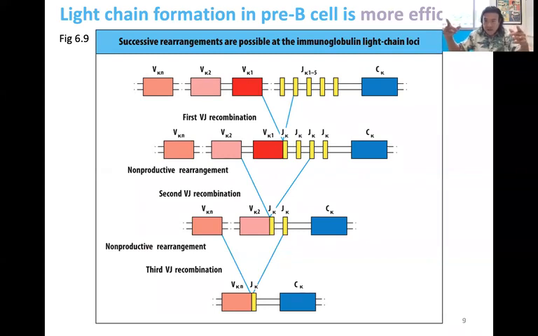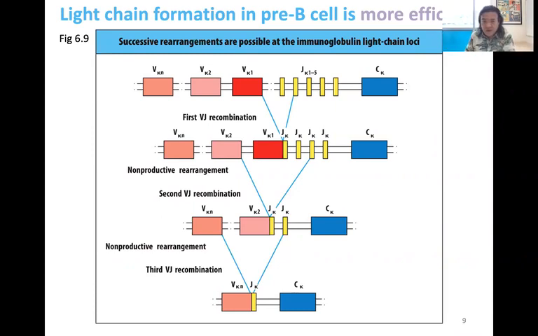But if the oven mitt had started by choosing, let's say, the very first red block and the very last yellow block, then all the colored blocks in between would have been lost on the loop of rope. And in that case, if that VJ recombination that the developing B cell is trying doesn't work, it's out of luck.